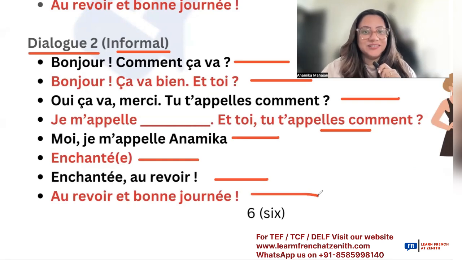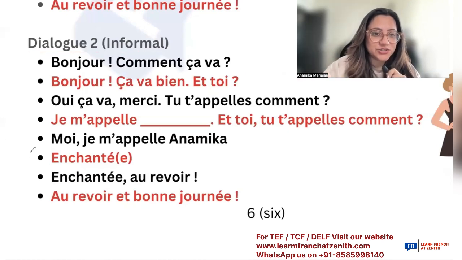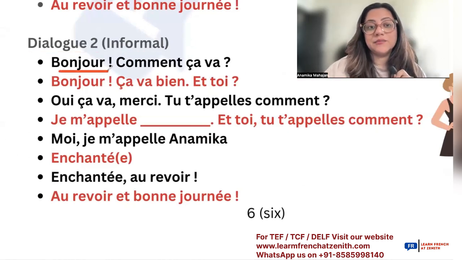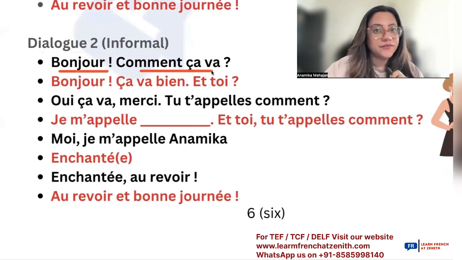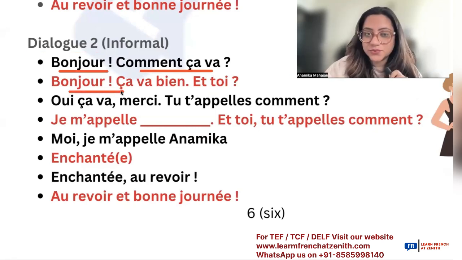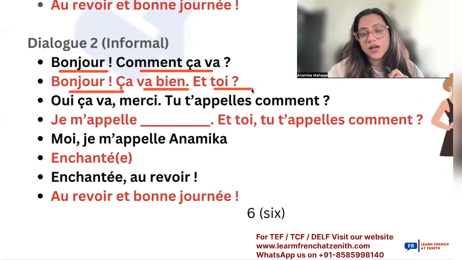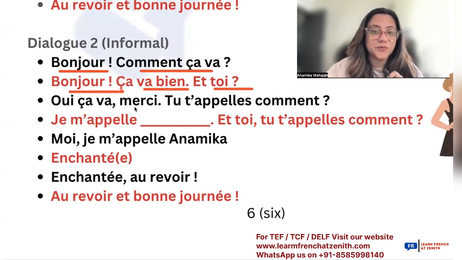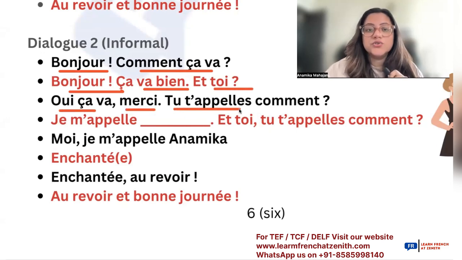Super. Excellent. I hope this is clear. Let's decode. Let's understand the translation of this text. I said bonjour. Comment ça va? We already know this. Bonjour. Ça va bien? Et toi? Hello, I'm good. And you? Et toi is what we are using here because it's an informal dialogue. Oui, ça va. Merci. Thank you. Tu t'appelles comment? What's your name?